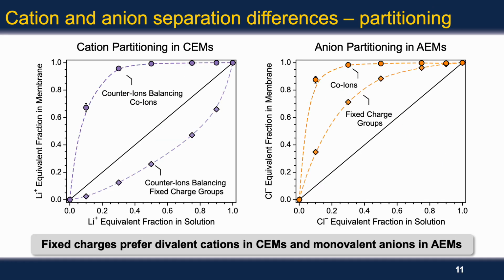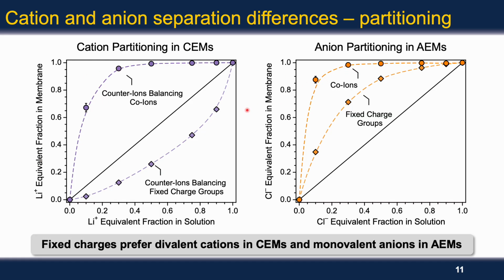There's also a big difference in the way that cations and anions partition and distribute within these cation and anion exchange membranes. In both of these studies, we decoupled the two different populations of counterions in the membranes: counterions that balance the co-ions and counterions that balance the fixed charge groups. In both cases, we found that the counterions that balance the co-ions are mainly the monovalent ions, so lithium in the cation exchange membranes and chloride in the anion exchange membranes.